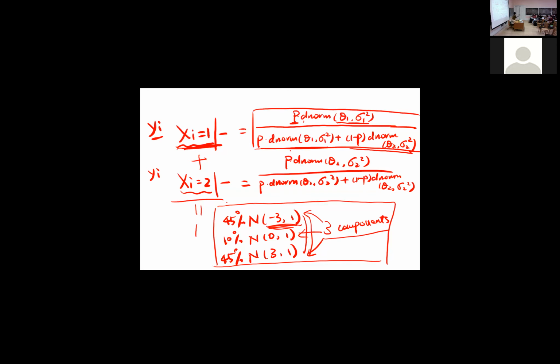Should it be P minus 1 for the xi equals 2 on top? Oh, yes, 1 minus P. No, you're right, thank you. It should be 1 minus P over here, because P is defined to be the probability that it's coming from the first component. So for the second one, it will always be 1 minus P. So this is right.